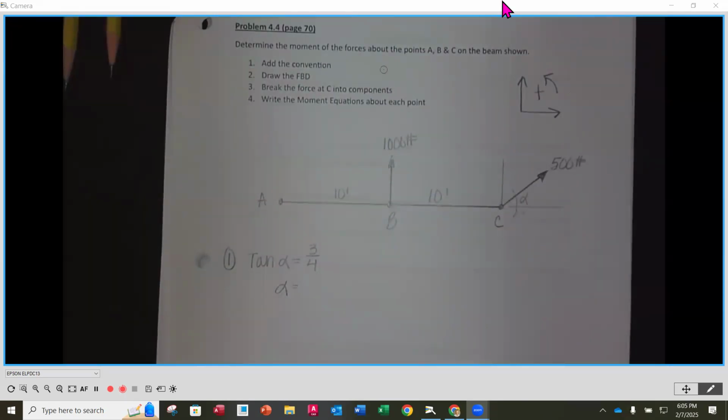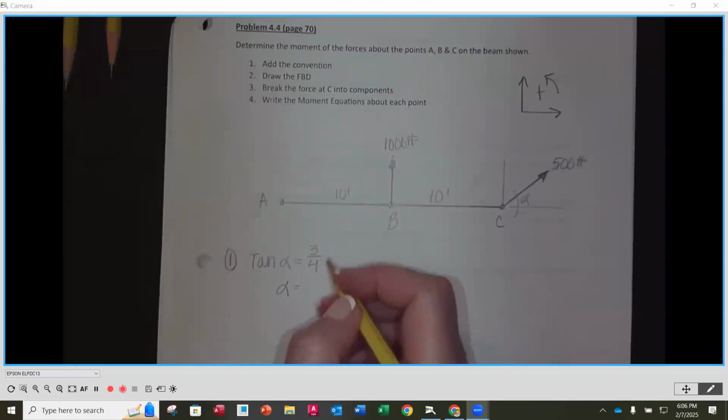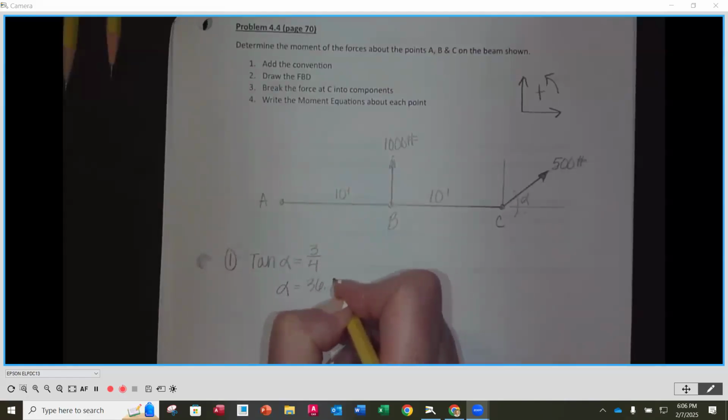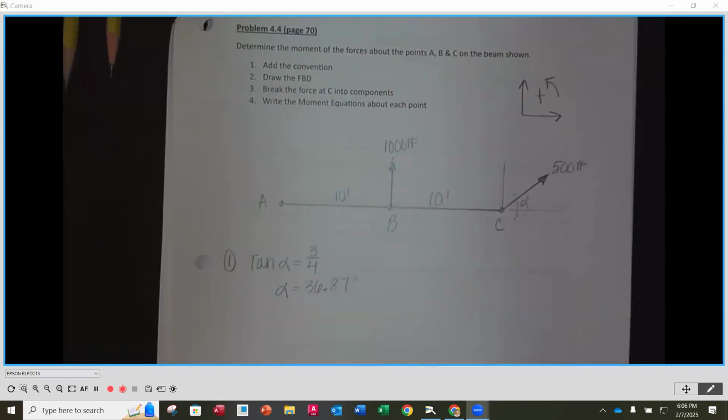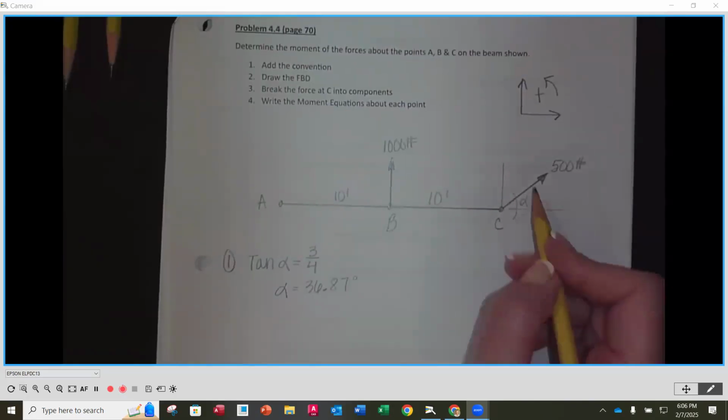What do you guys get for an angle? I'll put the chat box out, or you can say it verbally. I got 36.8 degrees. Yep, 36.8. Anybody else? I got that as well. Okay, all right. So 36 point, well, it's 86. So I'm going to put 36.869. I'm going to put 36.87 degrees because it would probably round up a little bit. So that's the angle that this is at.